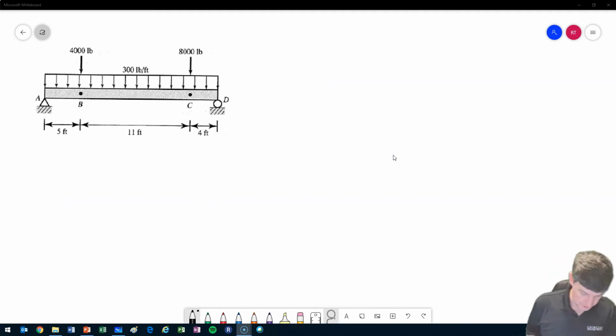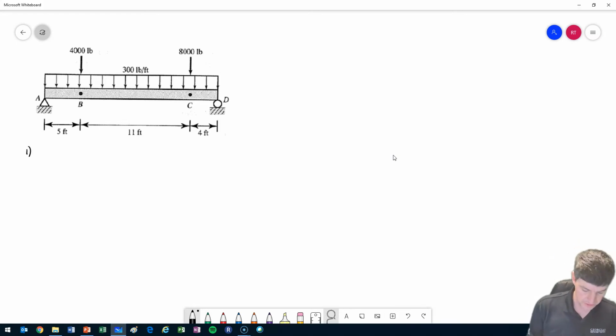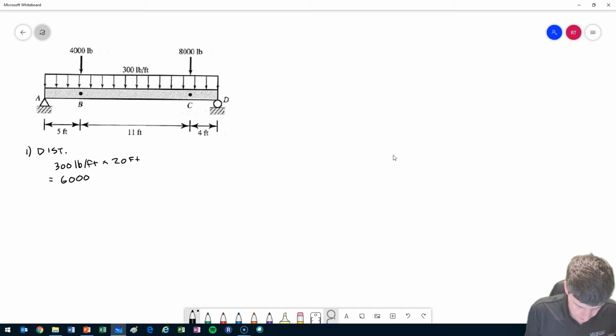Okay, so I'm ready to go with my problem. So first thing that I want to do is work at my external loads. So before I dive into any internal loads, I have to figure out my external loads. And the first thing that I'm going to do is my distributed load. So I have 300 pounds per foot times, I guess, 5 plus 11, so 16 plus 4, so 20 feet. It spans 20 feet. And I guess that 300 times 20 would be 6,000 pounds.